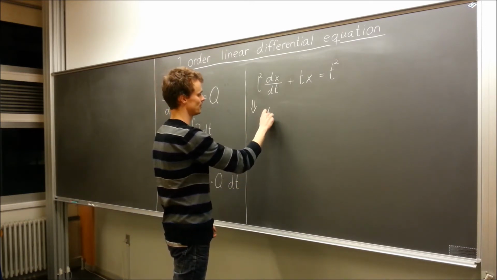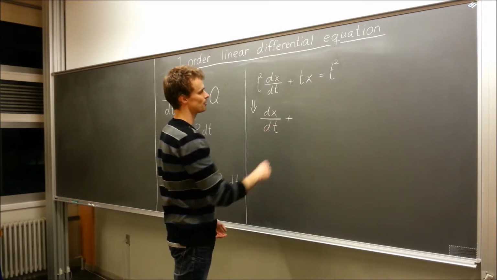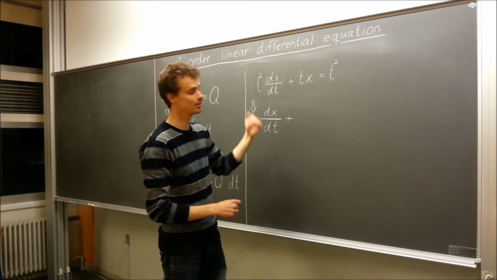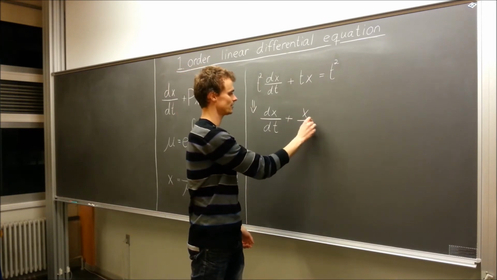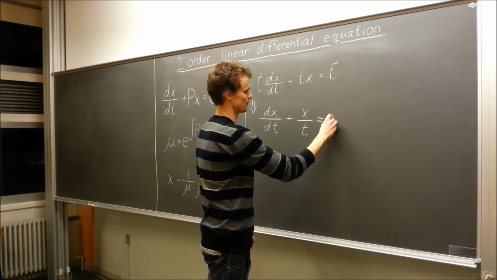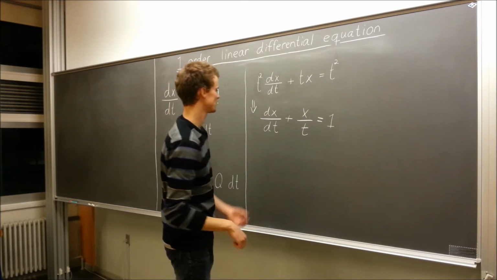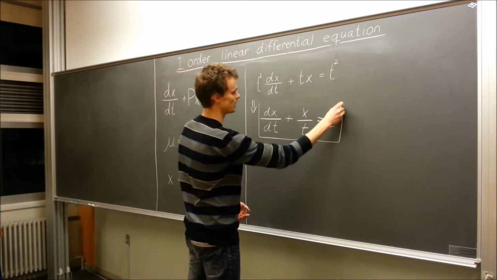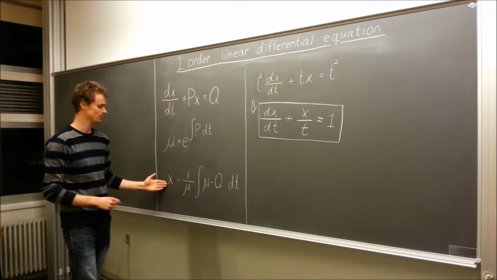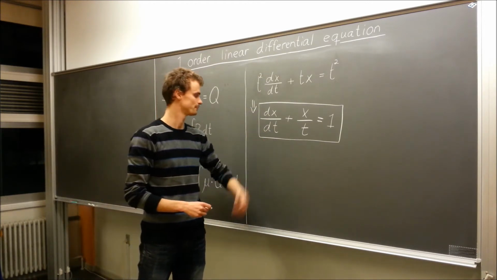So we have dx over dt plus x divided by t to the second power is x over t equals 1. T to the second power divided by the same is 1. Okay, so now we have the equation in this form. So now we can use these two equations for solving this differential equation.